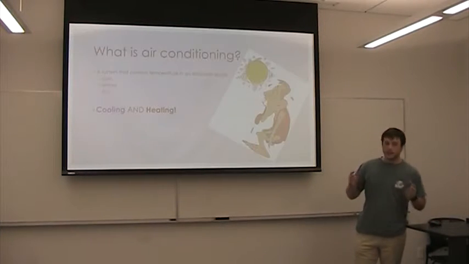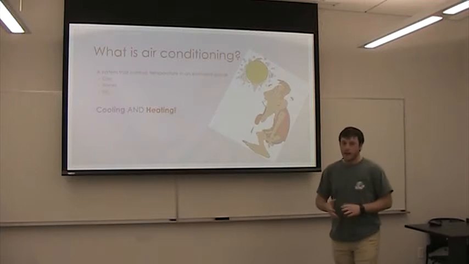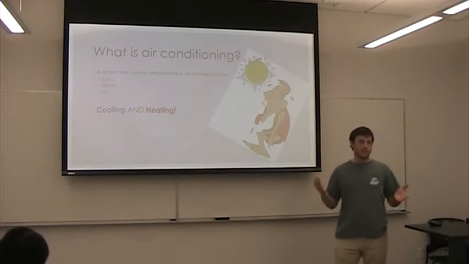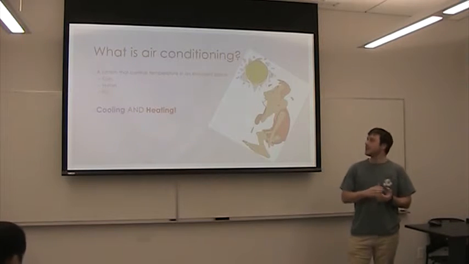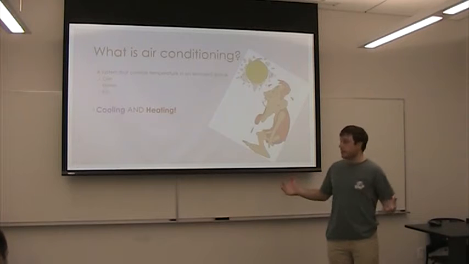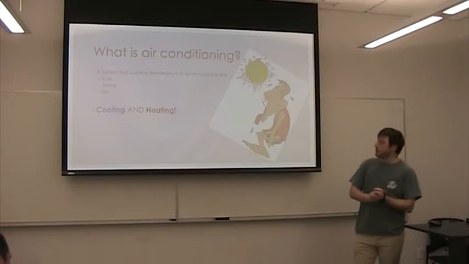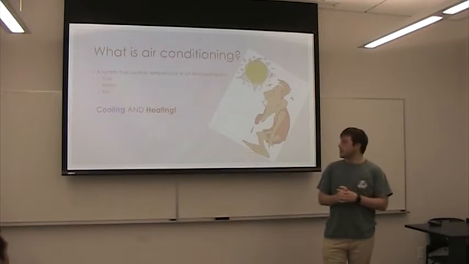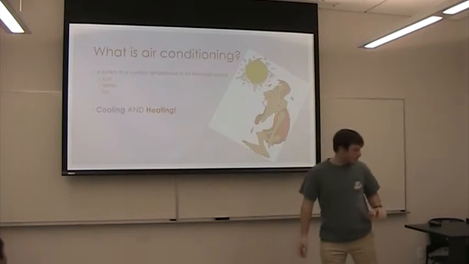So I know you're probably thinking, what is air conditioning? Well, air conditioning is a system that controls temperature in an enclosed space. Places like cars and houses and anything that's enclosed that's colder than the outside air usually has air conditioning. Typically people think of cooling when they hear air conditioning, but it also could be heating.